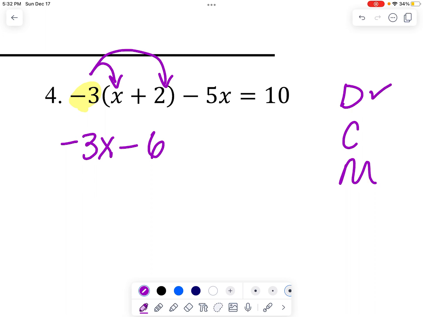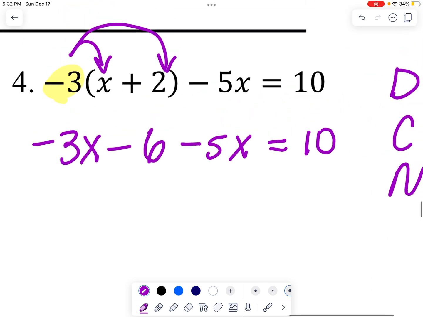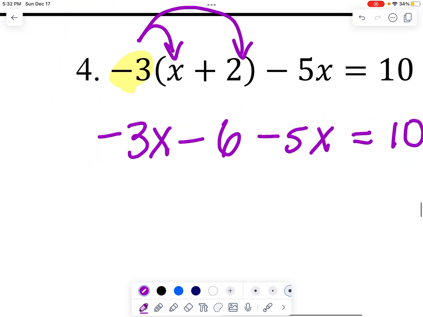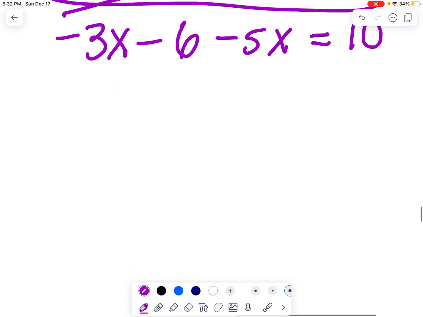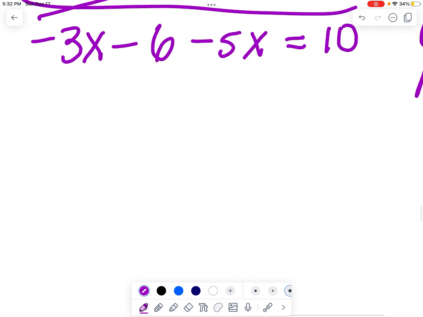Now we're going to bring everything down. The -5x and the equals 10. Now we're going to combine. We're going to see, is there any like terms? And now when we move on, we're not working on this step anymore. This step is done. We're on this step now. You keep moving on. You don't look back.